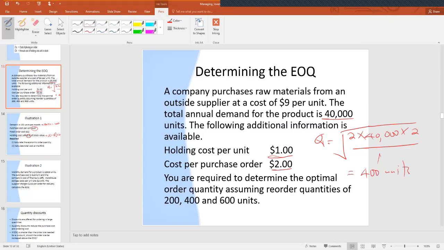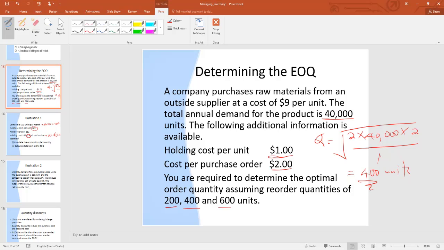Okay, now we want to make a decision. We want to advise the management why maybe at 400 it's better, because they have an option of 200, of 400, and 600. So you need to get the cost of each of those other quantities, and see why 400 might be better for the company. So let's begin.